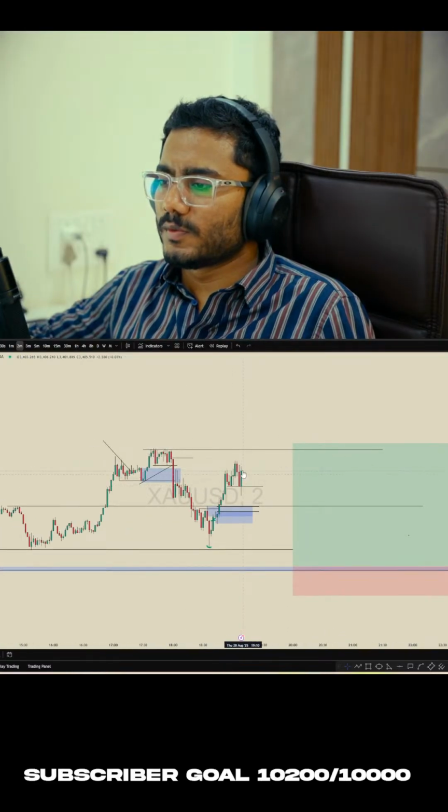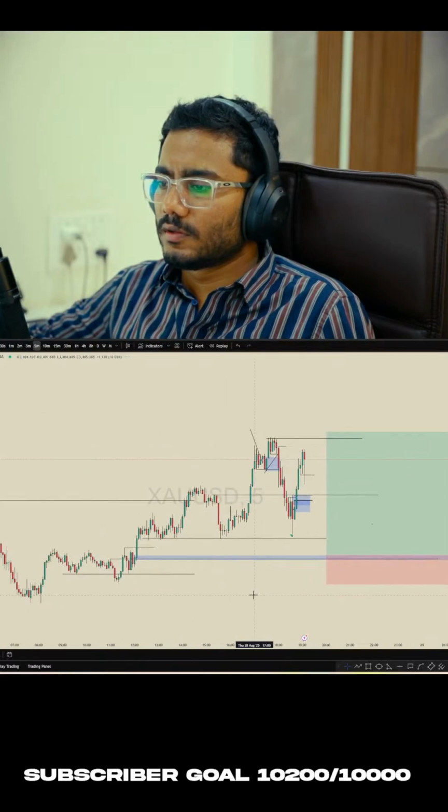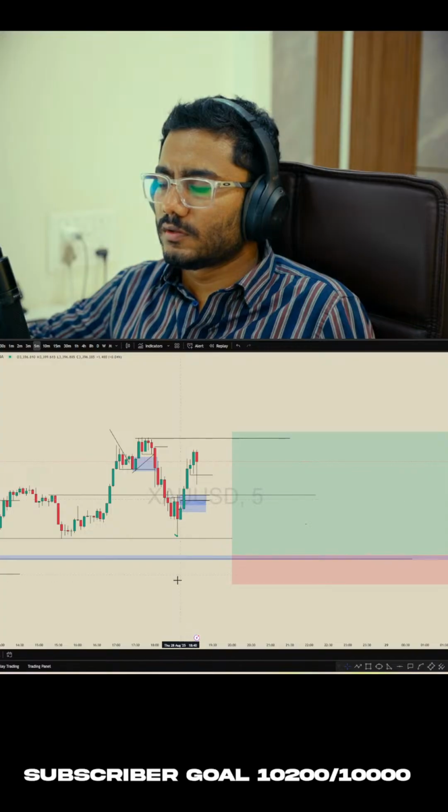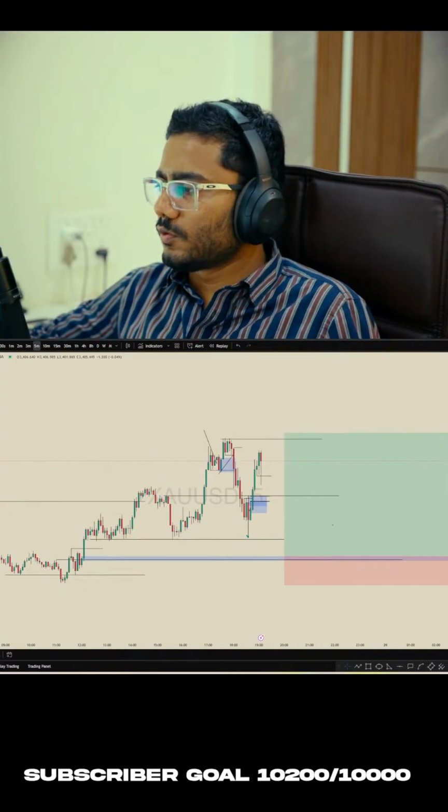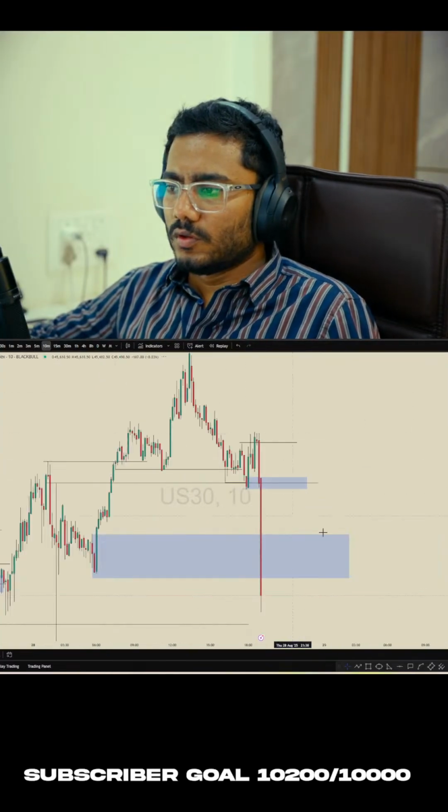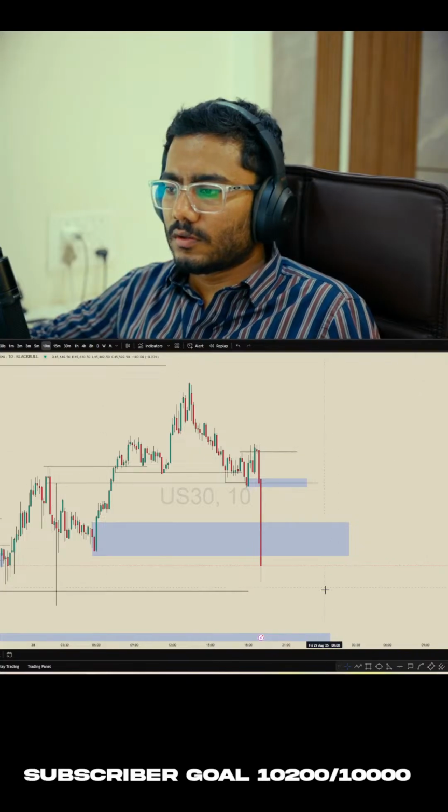We can say liquidity sweep is happening over here. Same thing what price did over here. So that's it for today. I'll see you tomorrow. On US30, I'll cover what we did.